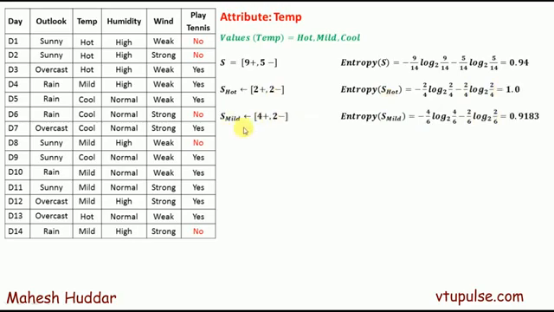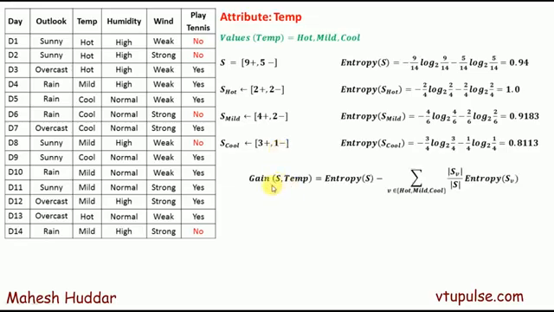Similarly, we can calculate the entropy of mild. Mild is appearing 6 times. 4 are positive and 2 are negative in this case. The entropy of S mild is equivalent to 0.9183. Similarly, the entropy of S cool is equivalent to 0.8113. In this case, we have 3 positive and 1 negative example.